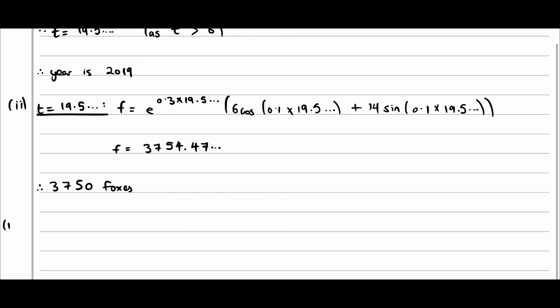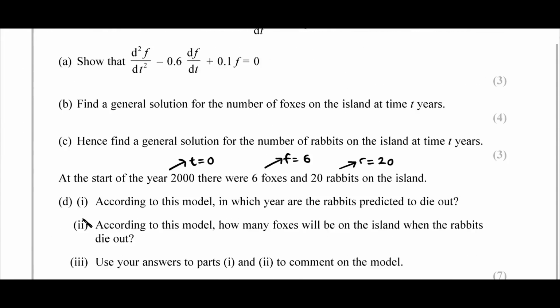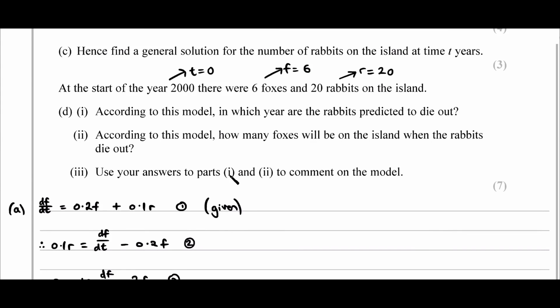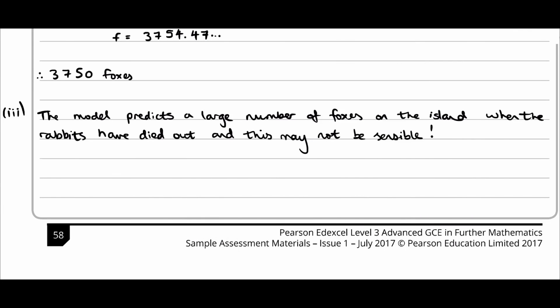And finally, we have to use our answers to parts I and II to comment on this model. We'll have the following conclusion. So we've got our reason here that the model predicts a large number of foxes on the island when the rabbits have died out, and this may not be sensible.